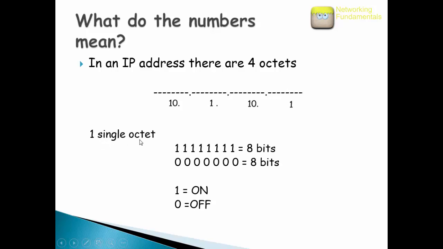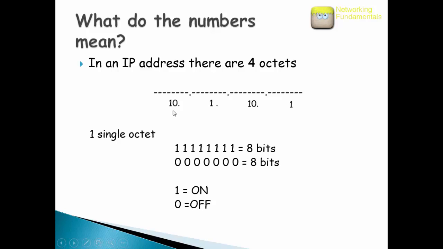One single octet, which is all ones, is equal to 8 bits. If you have them all zeros, it's still equal to 8 bits, but it just means either it's on or it's off. Obviously 1 means it's on and 0 means it's off. You might be asking, what does on and off mean? I'm going to explain it in the next slide.